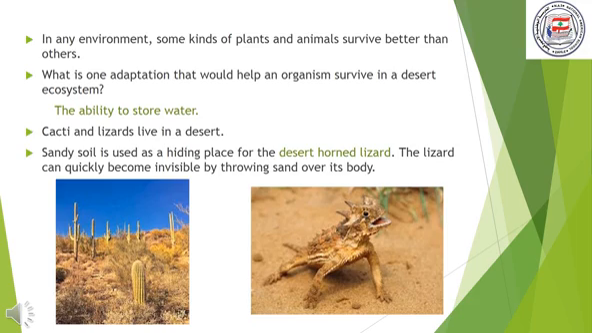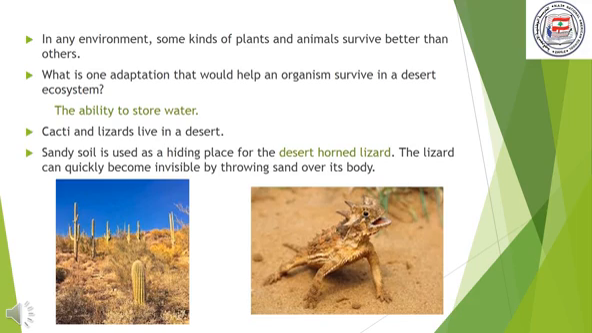So you might think that nothing can live in a desert, but deserts have many organisms living there. Here we're going to talk about two examples. The cacti and lizards live in a desert. Sandy soil is used as a hiding place for the desert horned lizard. The lizard can quickly become invisible by throwing sand over its body. So this is an adaptation for the lizard. When sand comes over its body, it will become invisible because it will have the same color as the sand.